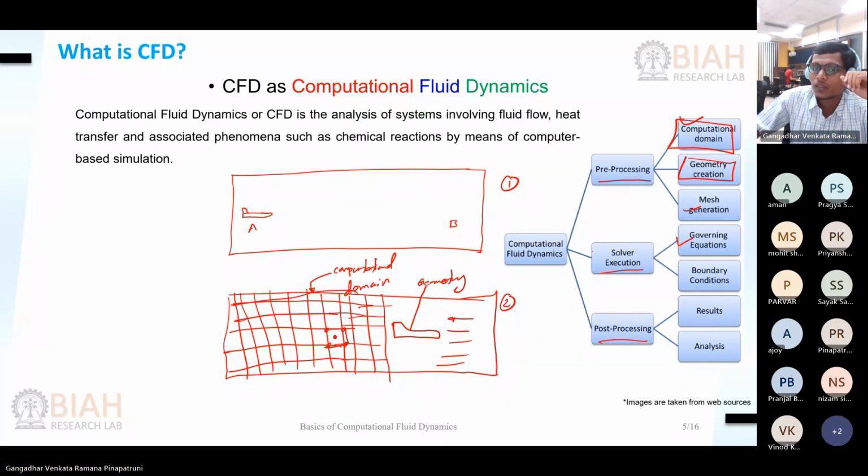Yes, sir. Sir, I have a general question regarding this computational domain. For external flows, we can design the computational domain like whatever you are showing for an aircraft. But what about internal flows? If we are analyzing the internal flow of, for example, a turbopropeller engine, where we are analyzing the flows inside the engine, how do we create the computational domain in that case? How do we decide the computational domain for internal flows?